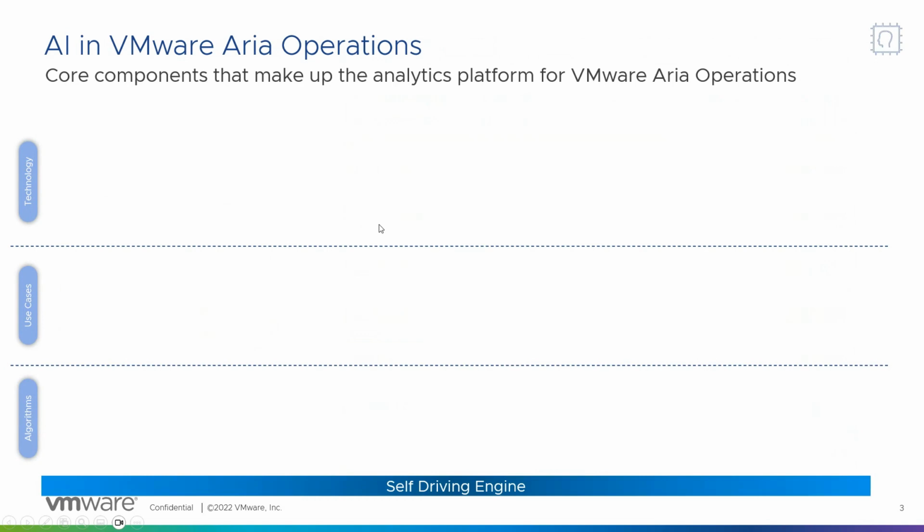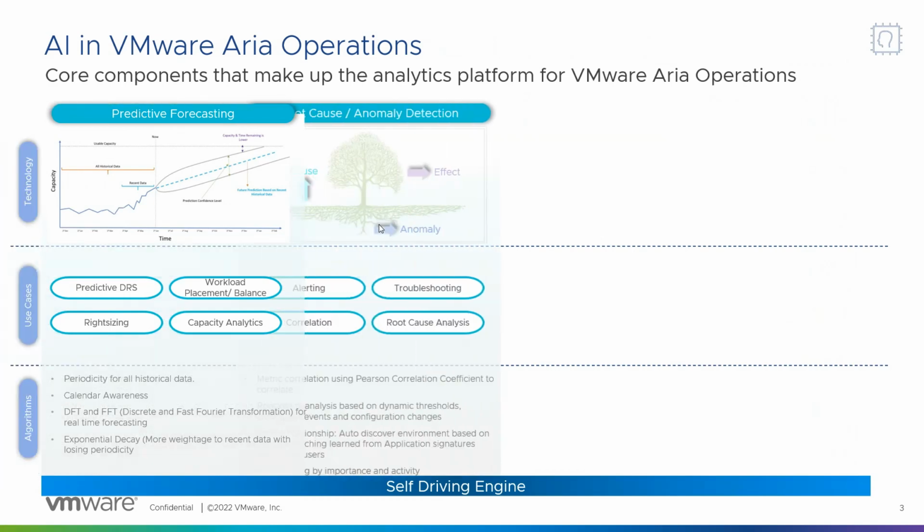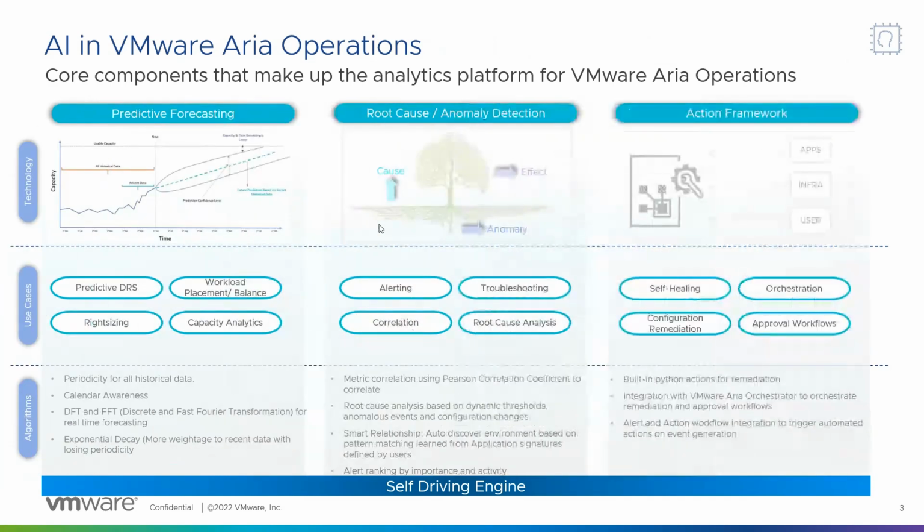So the first thing we just kind of want to talk about, a lot of this stuff from a capacity management is based off our AI capacity engine. So we have a lot of predictive technologies that are available inside of Aria Operations. So you can see here we're actually using this predictive technology in order to do capacity analytics, right sizing. I think those are the main ones we're going to be talking about today, because those are the ones that have the biggest impact for capacity.